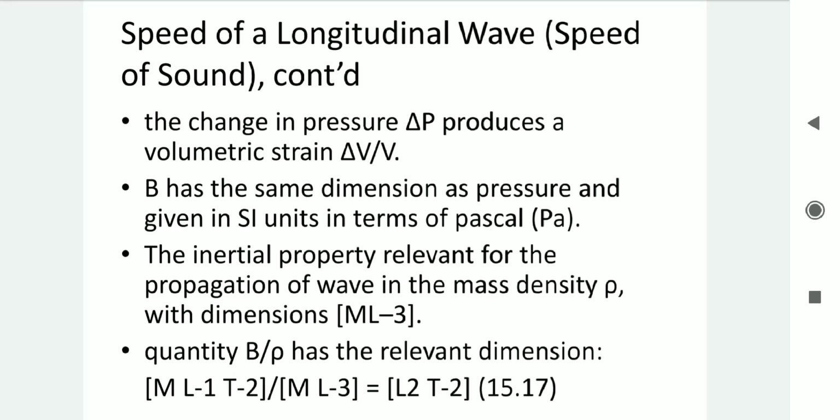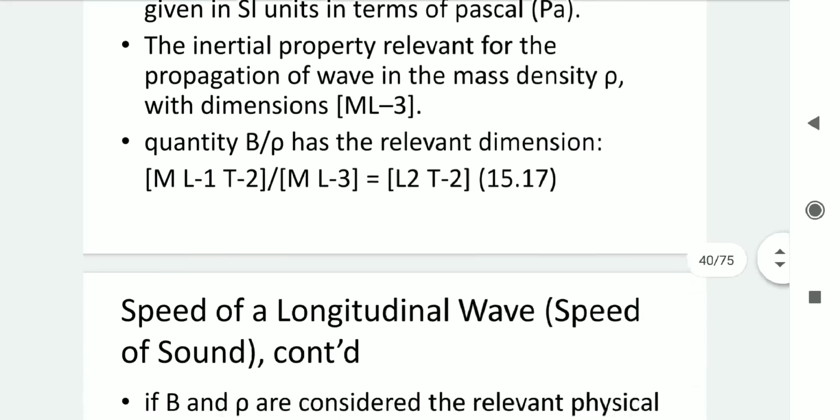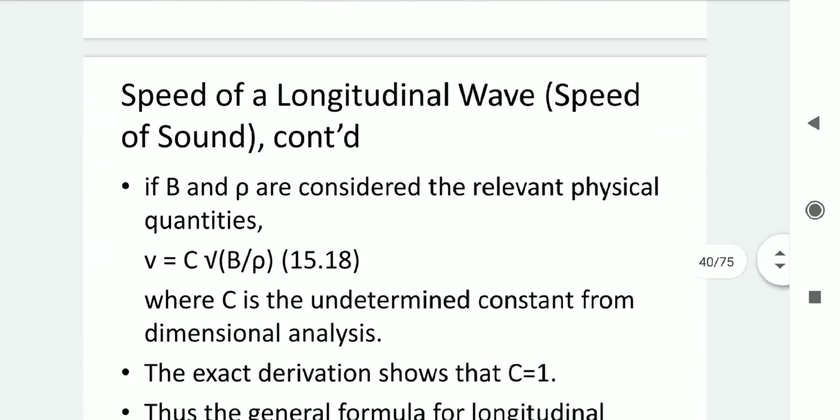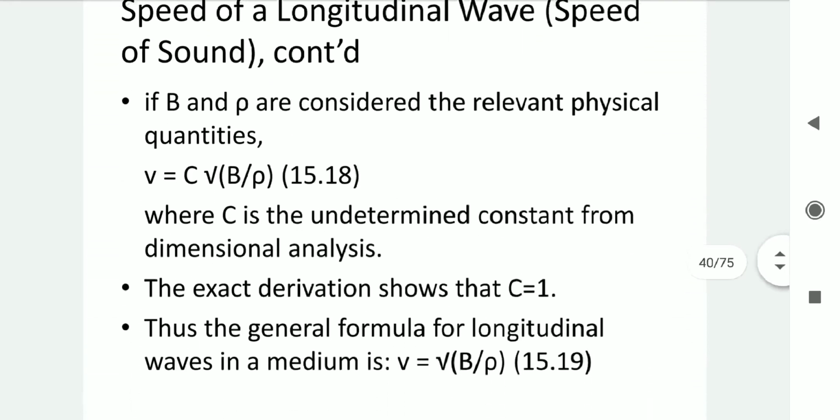Now if we consider B and rho as the physical quantities, then the speed V equals C under root of B by rho. Here C is again the undetermined constant. By having its exact derivation, we can take C equal to 1. So the general formula for the speed of a longitudinal wave in a medium is V equal to under root of B by rho.